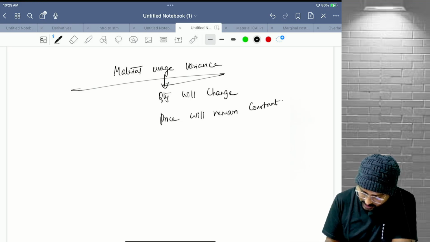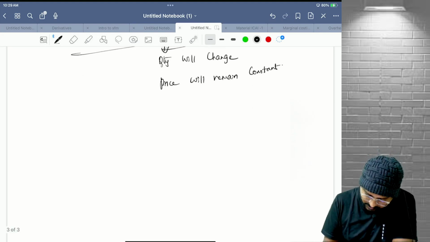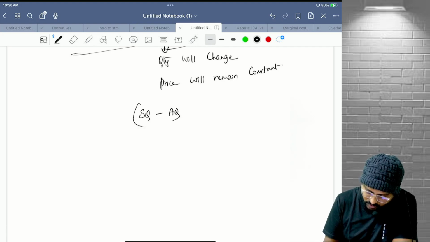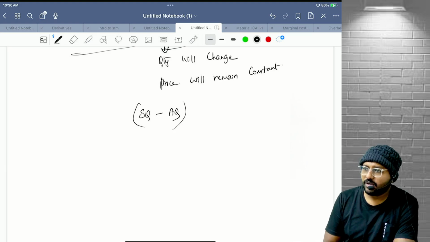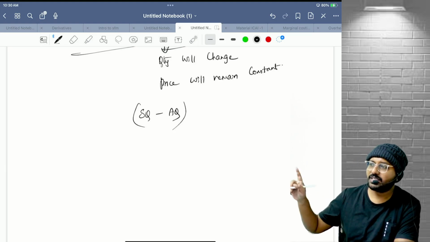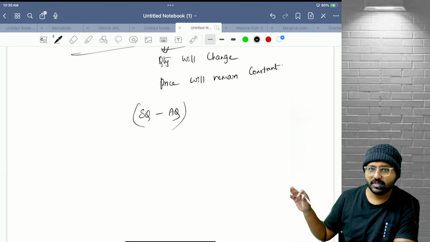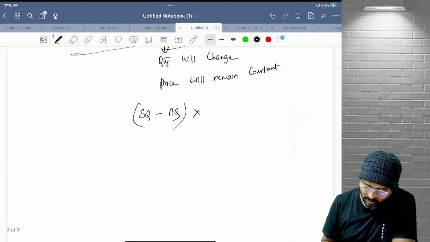Now quantity will change means what quantity and what quantity? There are only two quantities. One is SQ, the other one is AQ. So it should be the difference between these two. Correct? Don't say RAQ. I told you RAQ will come only when we go for mix and yield. Right now RAQ will not come. Is that clear?